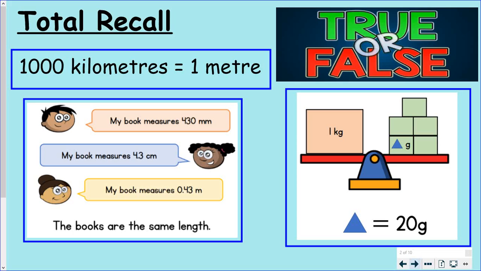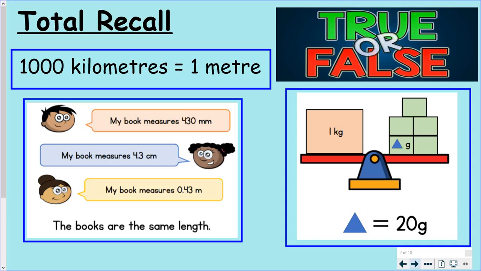And then we've got a set of scales, and the scales are balanced. That means that both weights on the scale should be equal. So we've got 1 kilogram is equal to how many grams? Well, you might know the answer of what should make it equal, but each triangle is 20 grams. So you need to tell me, are 5 triangles the same weight as 1 kilogram? So pause the screen and have a go at your true or false.